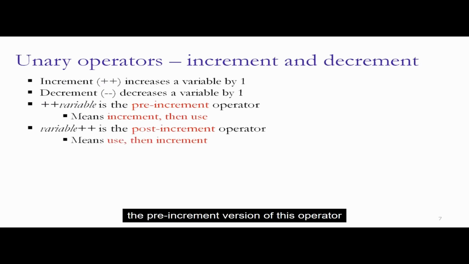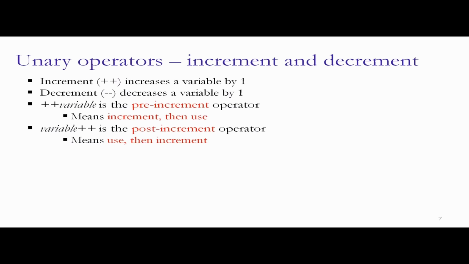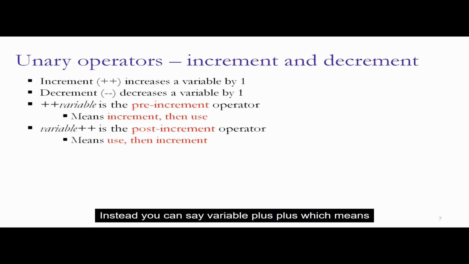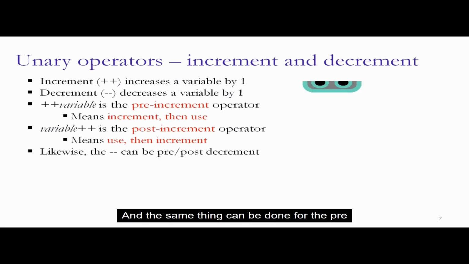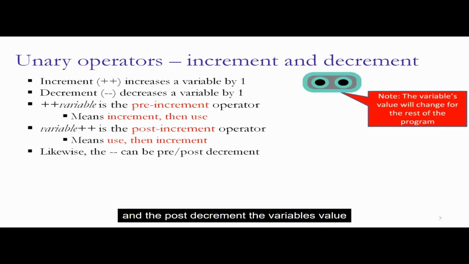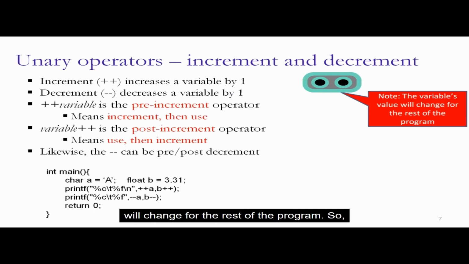The pre-increment version of this operator is syntactically written as plus plus some variable name, which means that you first increment the variable and then you use its new value. Instead, you can say variable plus plus, which means first use the variable's value in some operation and then increment it. And the same thing can be done for the pre and the post decrement. The variable's value will change for the rest of the program.